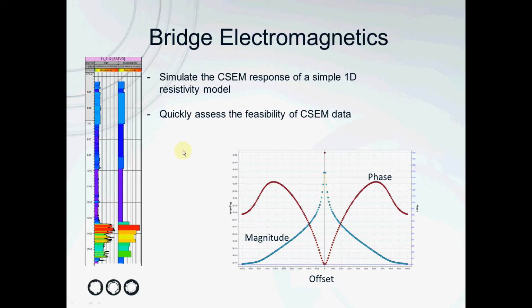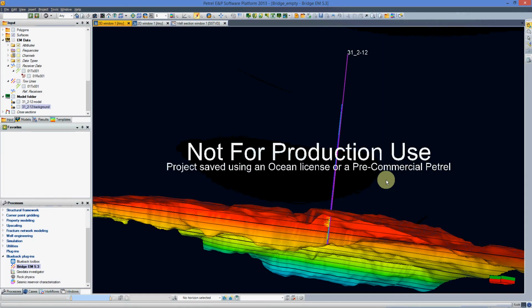In this example, we're going to use a well log, which we have blocked to make it more coarse, which is more suitable for EM simulations. And we're going to simulate the response to gain a typical magnitude versus offset plot, which is this kind of bell-shaped curve, and also a typical phase versus offset curve. So let's jump into Petrel.